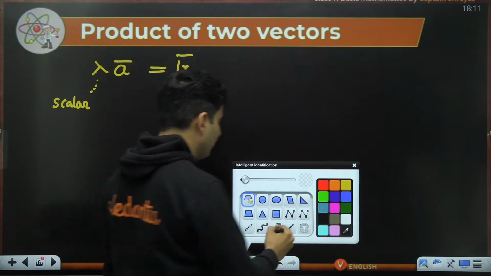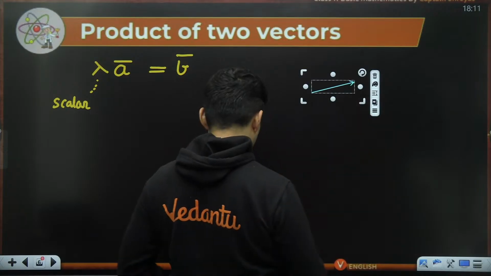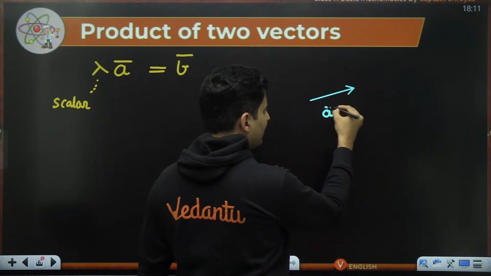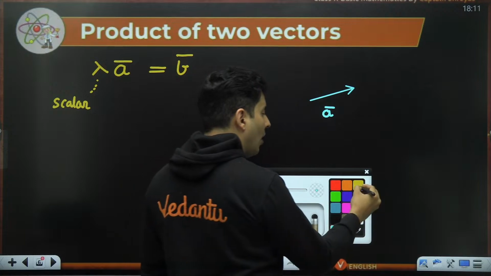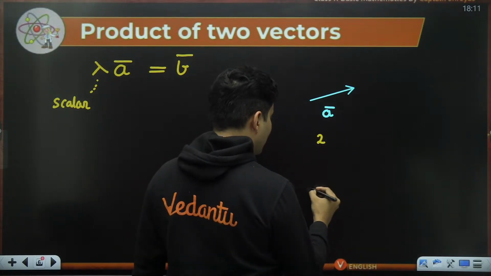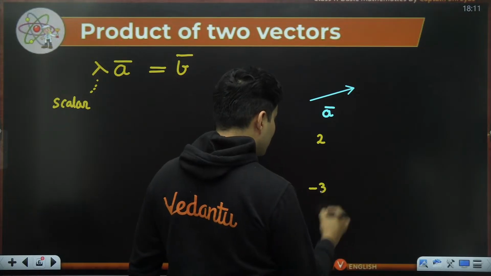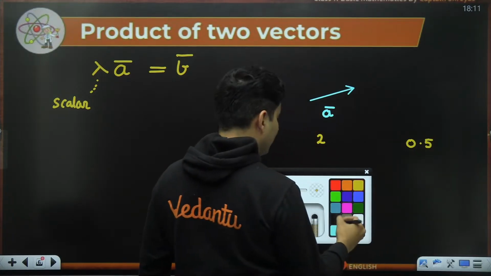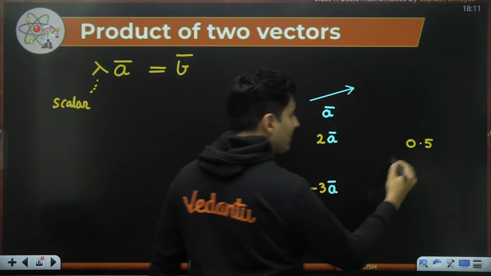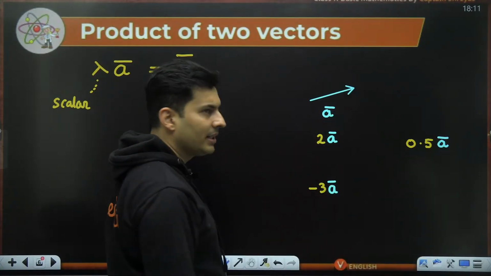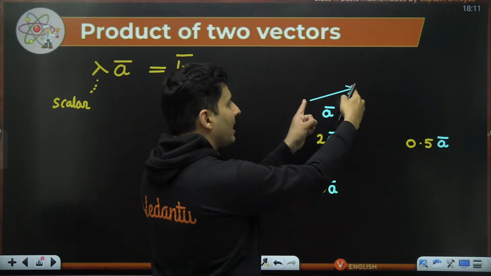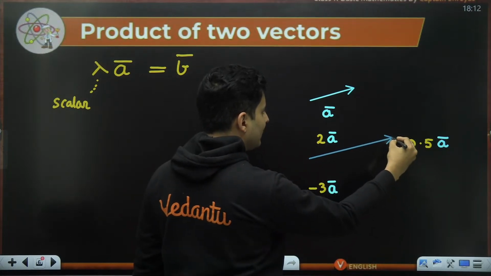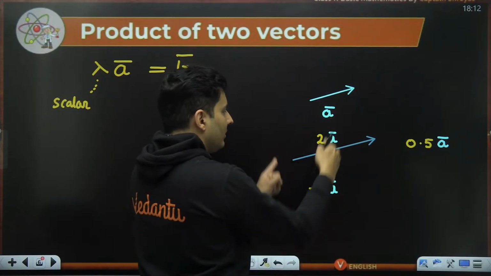What does this mean? Let's say I have a vector over here, and I say that this vector is nothing but a bar. What if I tell you how much will be 2 times, or let's say minus 3 times, or let's say 0.5 times of that particular vector? 2 times a bar, minus 3 times a bar, 0.5 times a bar. What will these vectors look like? Let's start with the first one. 2 times a bar means you take a bar but increase its length 2 times. So the final vector will be like this, in the same direction. That is basically your 2a bar. Same thing, but 2 times.